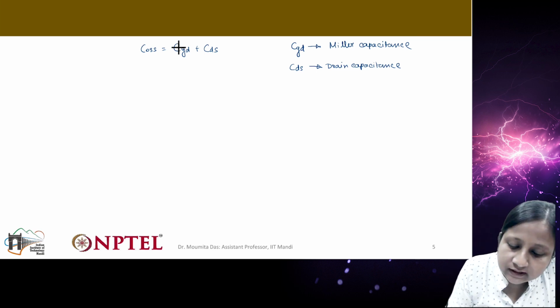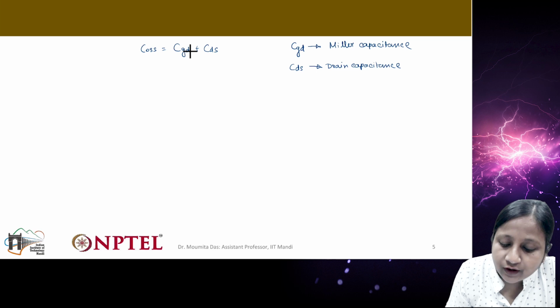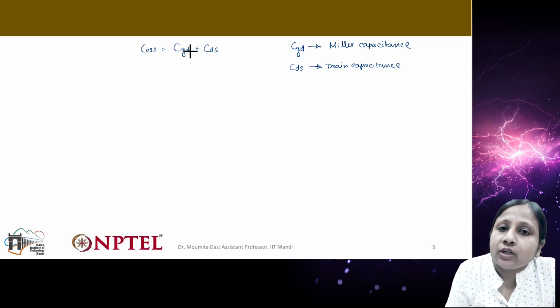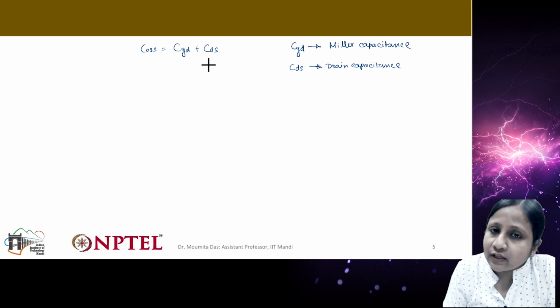Now, since this has two capacitances with drain common, in order to find this capacitance, what we need to do? We need to short the gate and source terminal. And how is that possible?